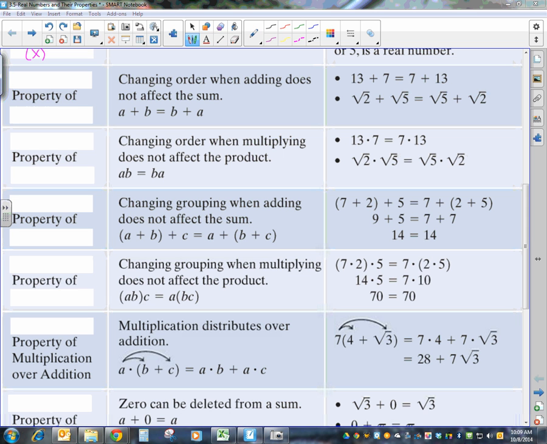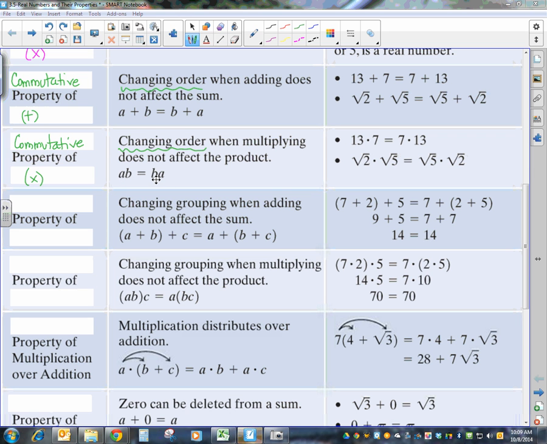All right, the next two properties that we have deal with changing the order, okay? And you have heard of this before. They are called the commutative property of addition if you change the order that you add the numbers, or it's called the commutative property of multiplication if you change the order that you're multiplying.